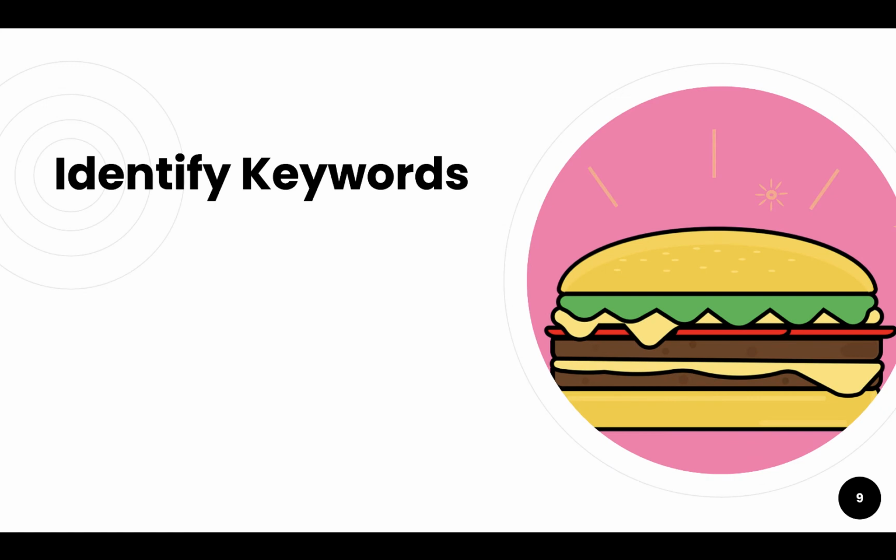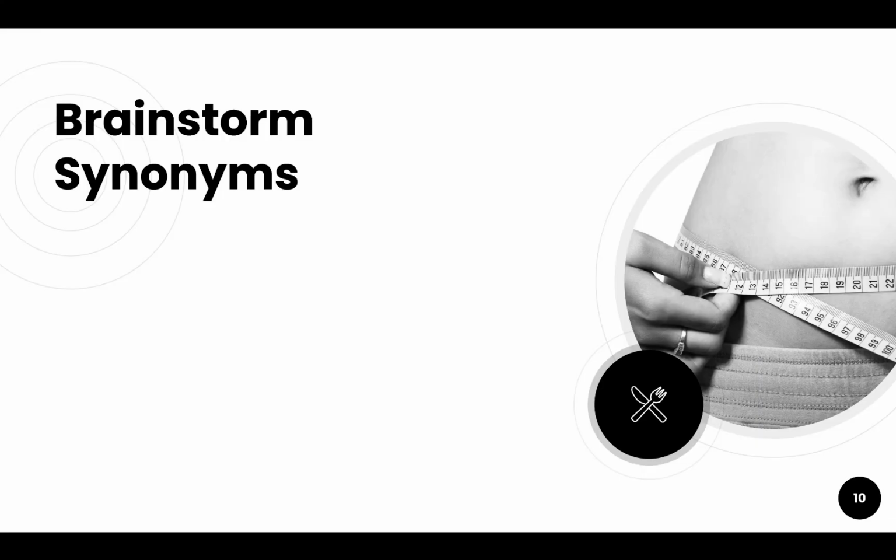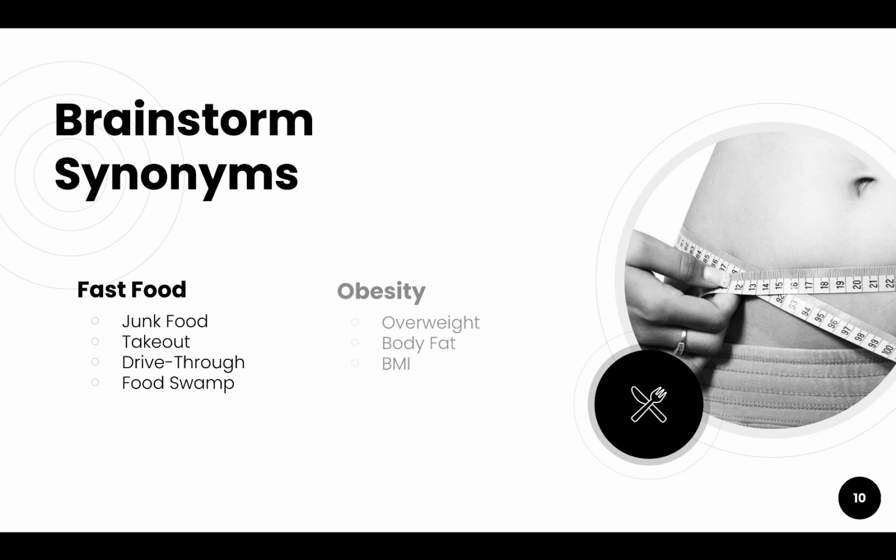When identifying keywords, I want to focus on the main ideas in my research question. The main ideas for my question are fast food and obesity. The second step is taking the main concepts that I identified in step 1 and then identify synonyms or other keywords that could be used to describe the same concepts. I can use different resources to help me create this list, like reference databases, ebooks, journal articles, and my own personal knowledge. For fast food, I've identified junk food, takeout, drive-through, and food swamp as additional keywords I could use. For obesity, I've identified overweight, body fat, and BMI.